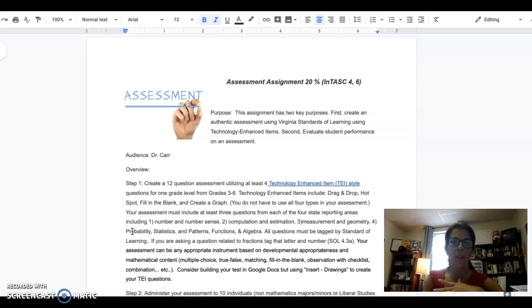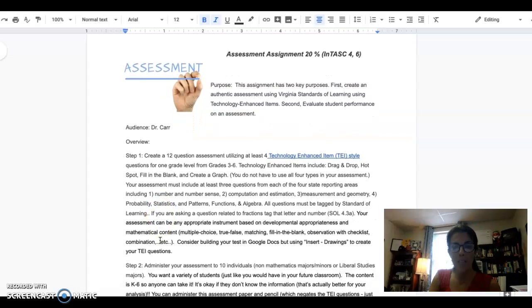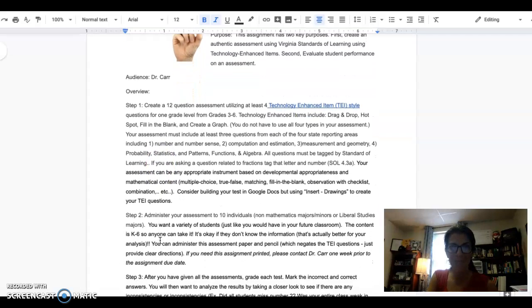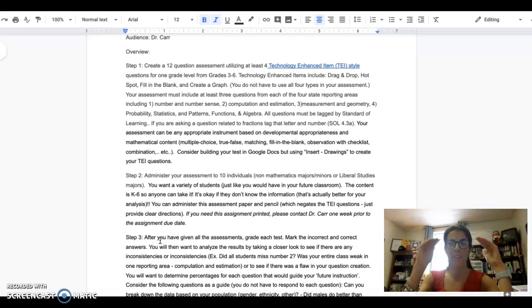As teachers, we create a variety of different assessments, and I want you to create an assessment using the Virginia Standards of Learning as well as the technology enhanced items. I am your primary audience for this assignment, so you're writing it for me. I've broken down this assignment into various steps to make this as clear as possible, so I'm going to review those with you.